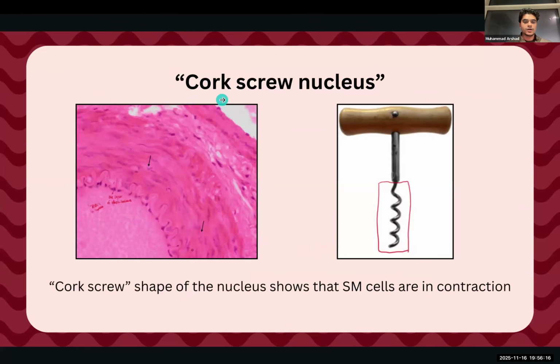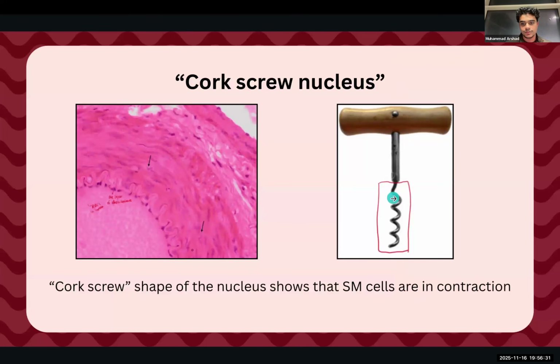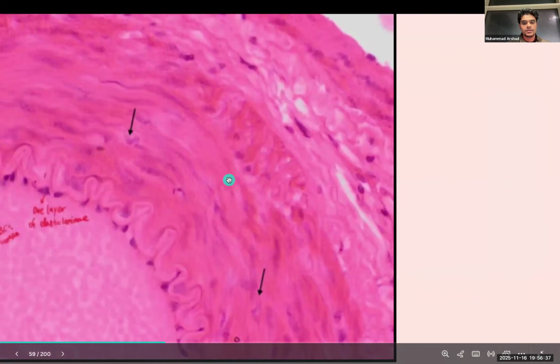She also wanted me to talk about this corkscrew nucleus, which basically refers to the fact that when smooth muscle cells are contracted, they have a corkscrew shape, right? So you can clearly see that it's not flat like this. It's more like a corkscrew like this. So you should be able to tell when a smooth muscle cell is in contraction and when it's not.